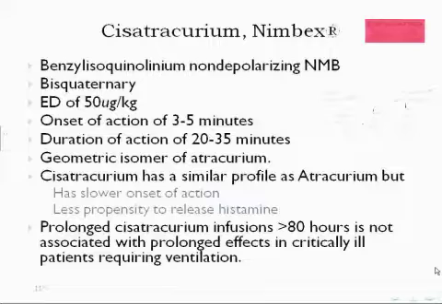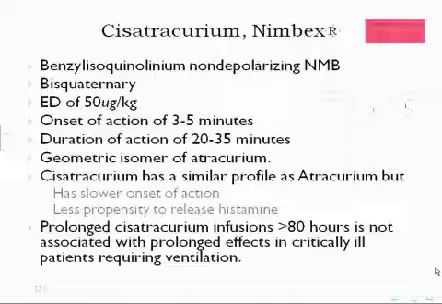Cisatracurium is the next drug, Nimbex. Okay, it's also a benzylisoquinolinium non-depolarizing agent. It's a bis-quaternary molecule. ED95 is around 50 mcg per kilo. Its onset of action is 3 to 5 minutes with a duration of action of anywhere between 25, 30 to 44 minutes, depending on which book you read.